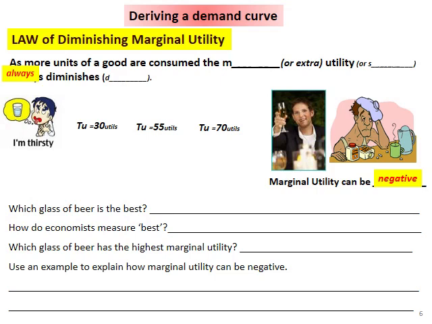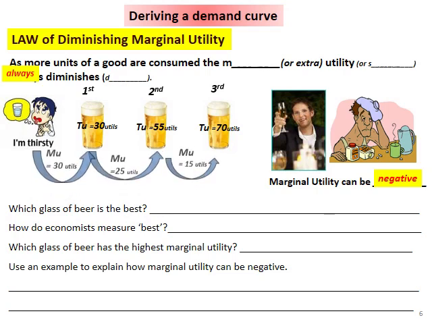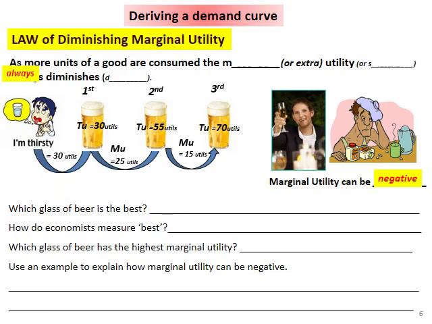And you've already seen, for example, first glass of beer, total utility is 30, second 55, third 70. So the marginal value is highest for the first. The first glass of beer gives the highest, not total utility, it gives the highest marginal utility. And you can see when he has another glass of beer, the marginal utility always decreases.